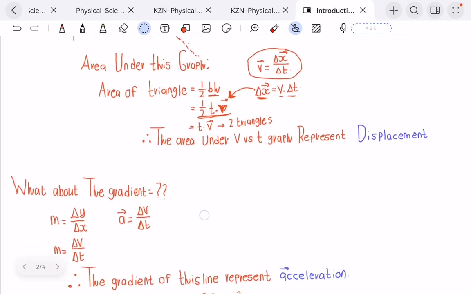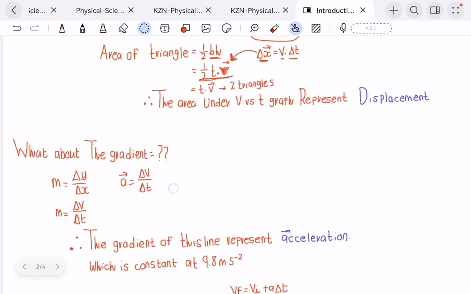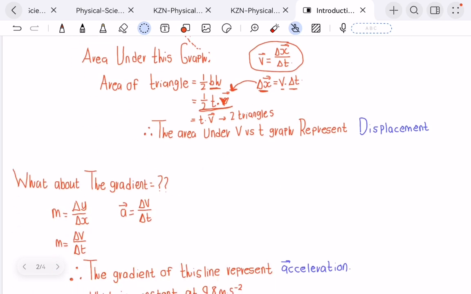So in this case, what is on our y-axis? It's v. So the change in v, what is on our x-axis? It's t. So the change in v over the change in t. And then we can notice now that this expression is kind of similar to this expression for acceleration. And it's actually the same, meaning that the gradient of the velocity versus time graph represents the acceleration of that object.